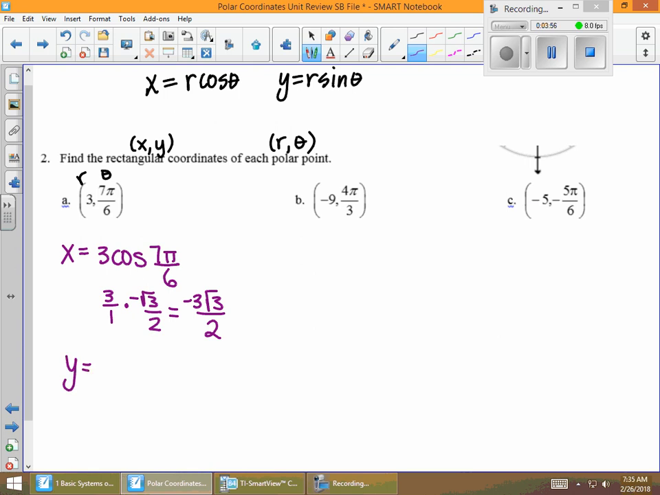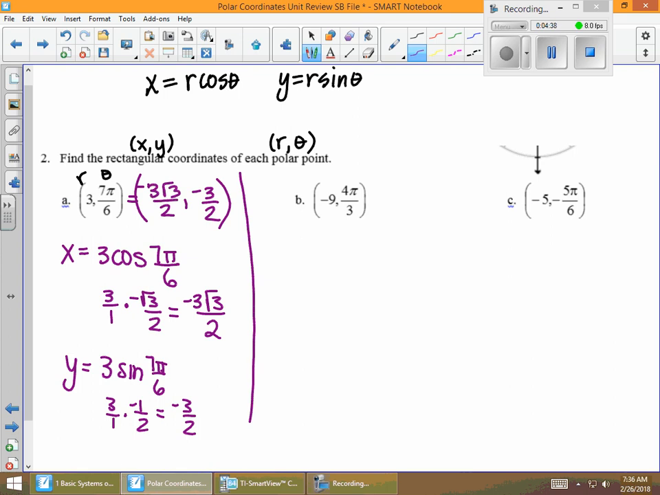Y is r sine of theta, so 3 times sine of 7 pi over 6. That's 3 over 1 times, at all my sixths, sine is 1/2. And in the third quadrant, at 7 pi over 6, sine is negative, so that's -3/2. So in rectangular coordinates, this point is -3 radical 3 over 2, -3/2. Use the equations. All right, next one.